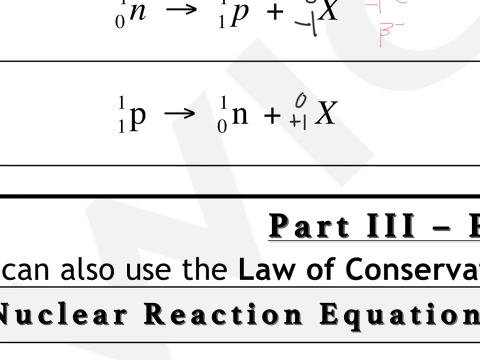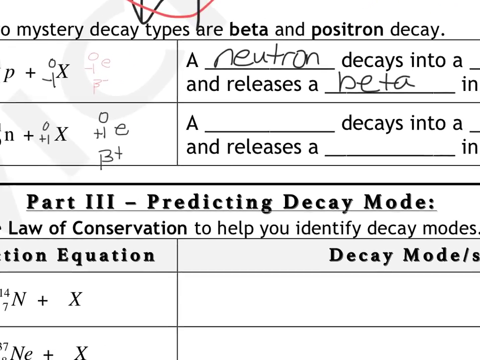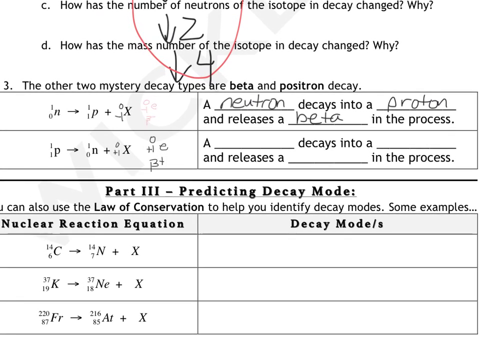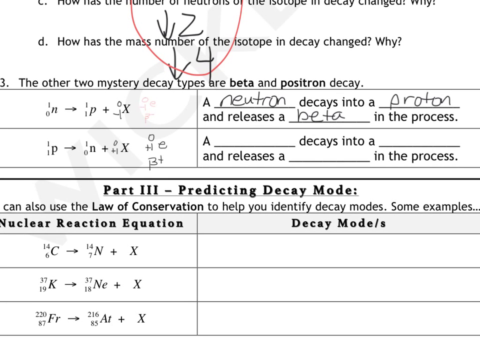So the particle that has those properties of mass of 0, charge of +1, is a positron, which you could use that symbol, or you could use that one. So fill in some info here. It looks like a proton decays into a neutron and releases a positron in the process.